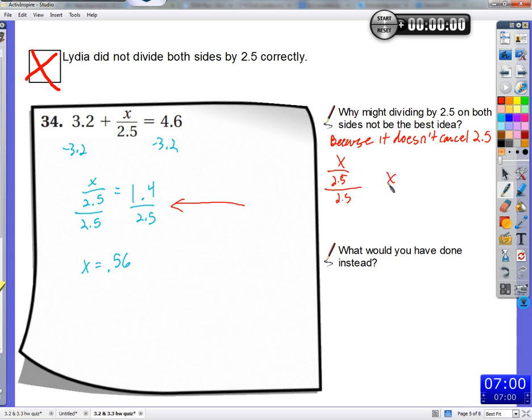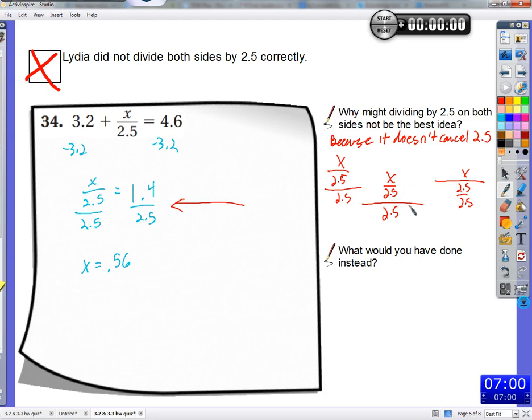Is it x divided by 2.5 divided by 2.5, or is it x divided by 2.5 over 2.5? This way, 2.5 over 2.5 is 1. That's true. That would be x over 1, wouldn't it? That would just be x. But the number that we started with was x over 2.5, and what we're trying to do, the only new thing we're introducing to this problem, is dividing by 2.5 on both sides. So this is what we're doing. We're dividing this side, x over 2.5, by 2.5.